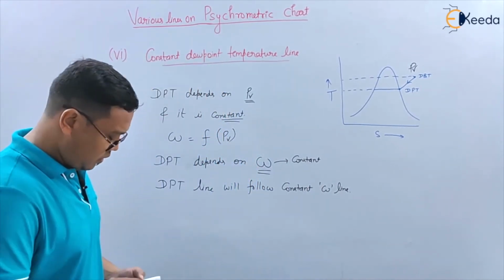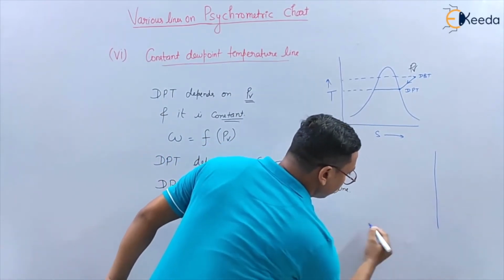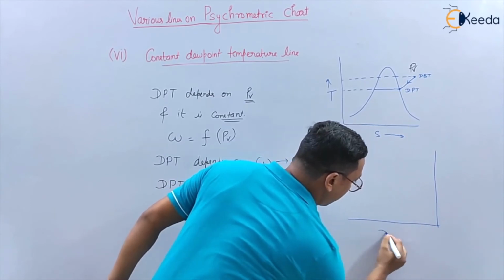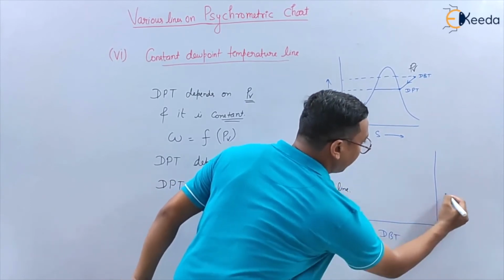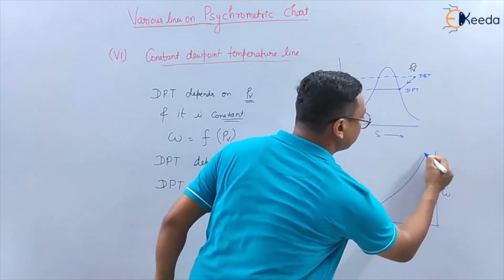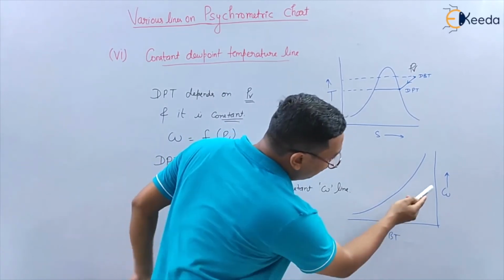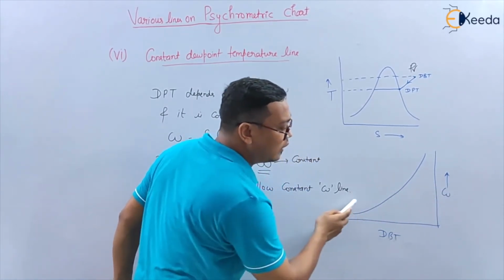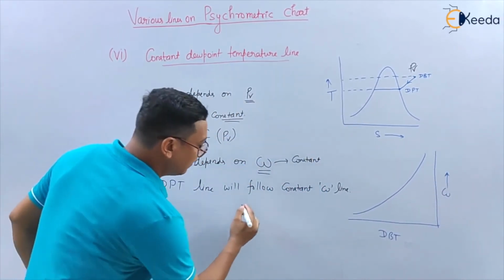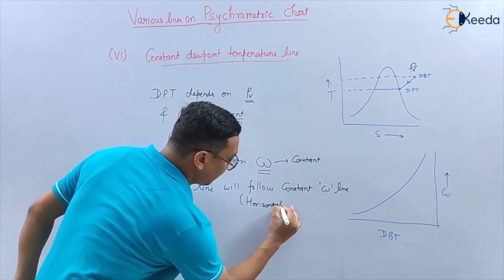Now, if I draw the psychrometric chart, this one is omega, and this is the saturation curve. That means it will follow the constant omega line. That means a horizontal line. I will write here: horizontal.